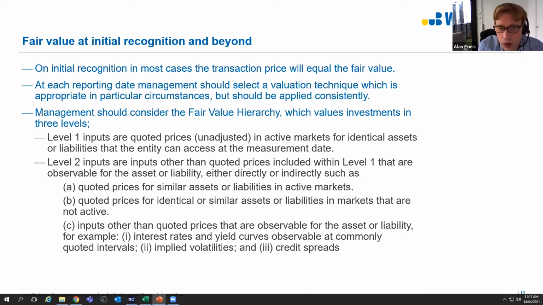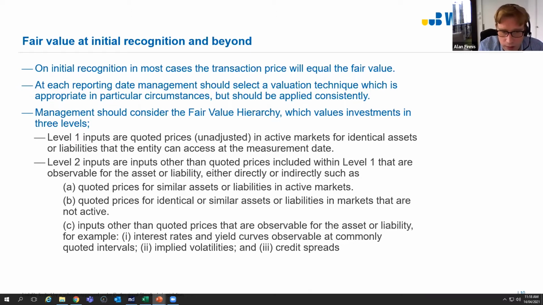Level 2 is a little bit less direct. It's not linked to direct quoted prices, but there are observable inputs for the liability or asset, for example quoted prices for similar assets or liabilities in active markets. Say you own a number of land and buildings. You can go out and get an independent valuation of your land and building. They're probably going to compare your building to buildings in the area of a similar size and similar condition, and that will give you a valuation based on similar transactions which have occurred.